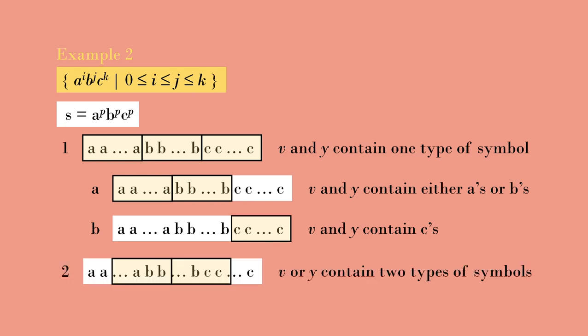And case 2 is when v or y contain two types of symbols, in which case pumping up once will result in a string that has incorrect ordering of A's, B's, and C's. Both cases result in a contradiction, so once again the language has been shown to not be context-free.